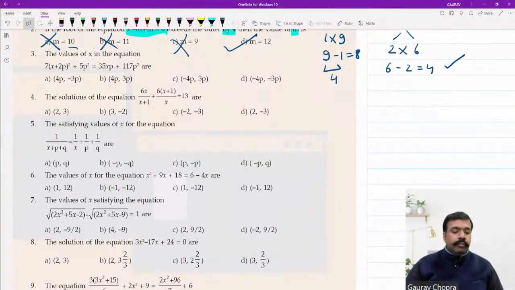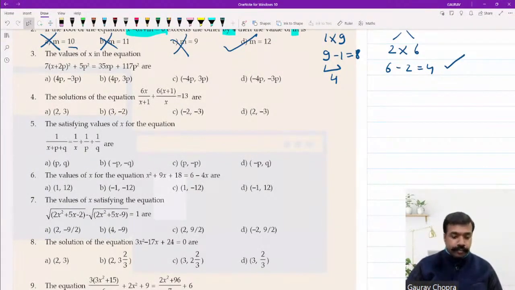Okay, now similarly, you can try question number third. We are supposed to calculate only the value of x. Just substitute options one by one and see which one is satisfying both the sides. So whichever satisfies, that will be the correct option.